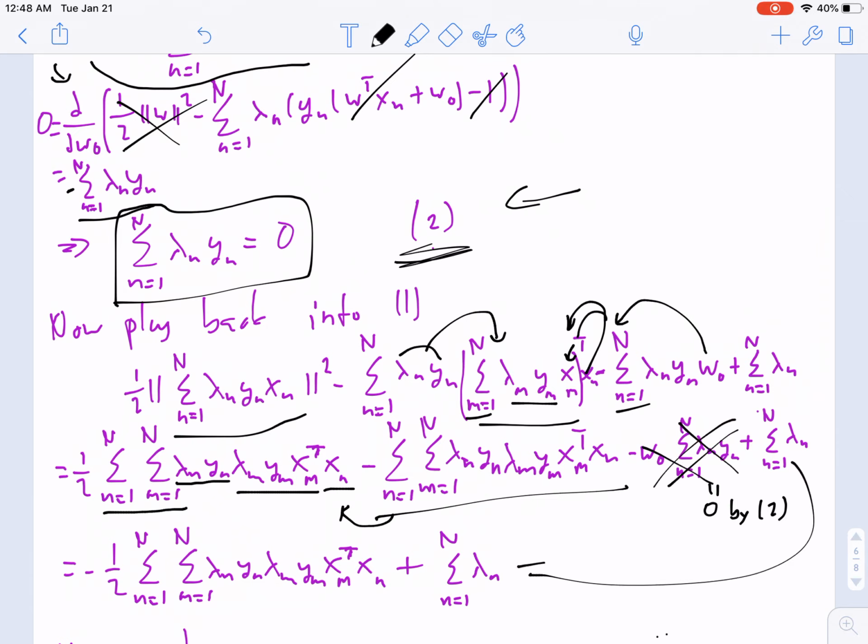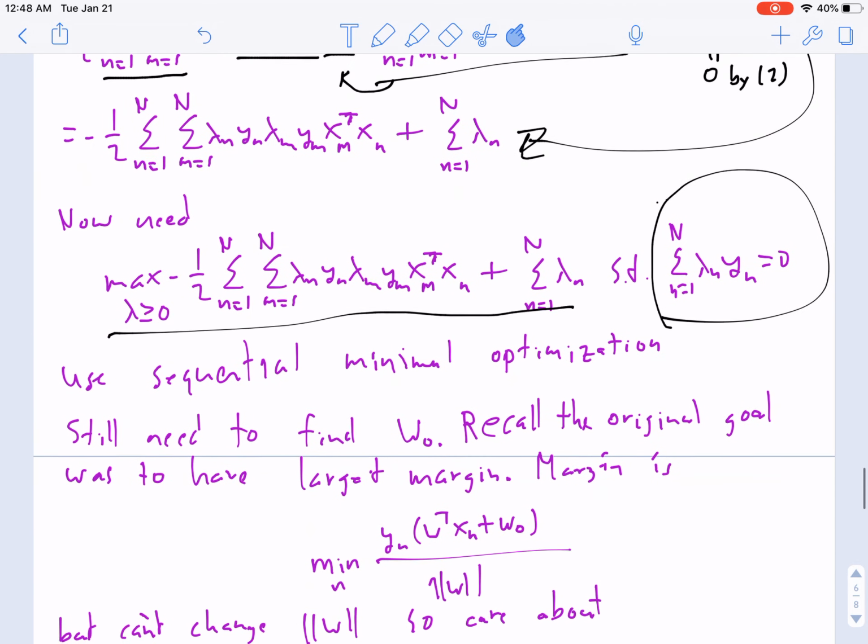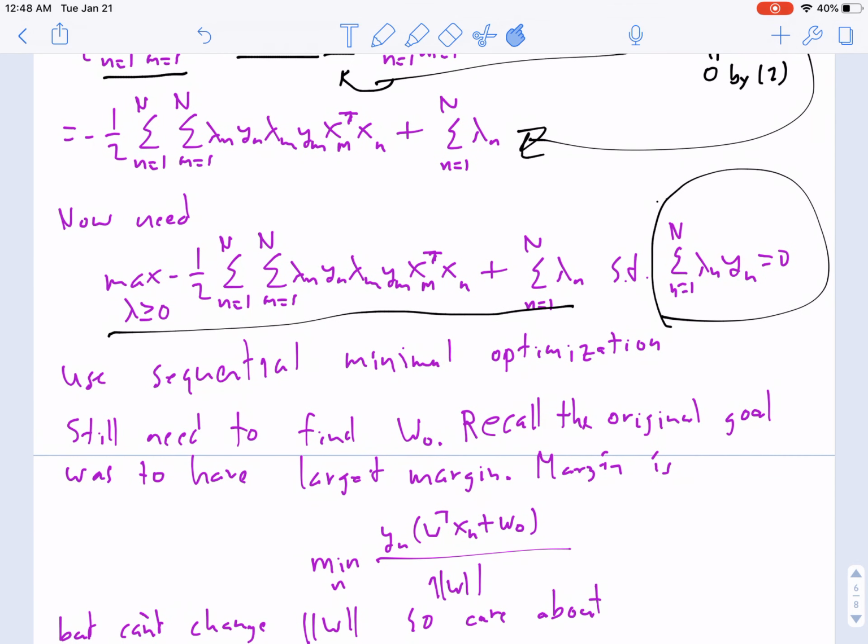And then we just rewrite everything together, combining the first two terms. So now we need to maximize this subject to lambda being greater than or equal to 0, and also subject to equation 2. That's our other constraint. So we'll use a technique called sequential minimal optimization. This technique is summarized at a high level here. Basically what you're going to do is pick two of the lambdas and optimize, so maximize, with respect to those, and you're going to keep doing this until you converge.